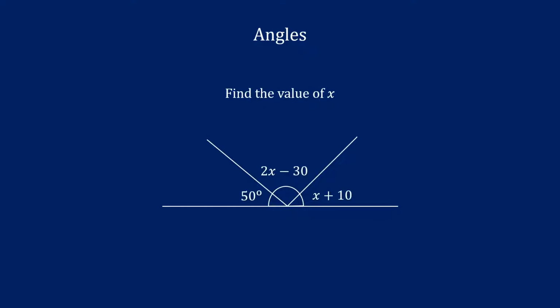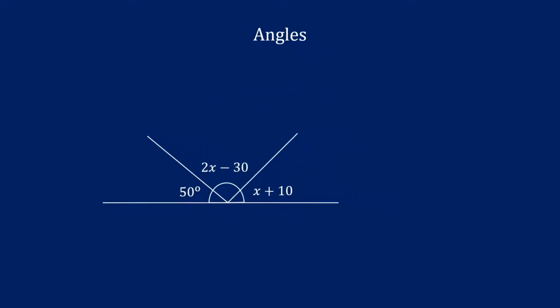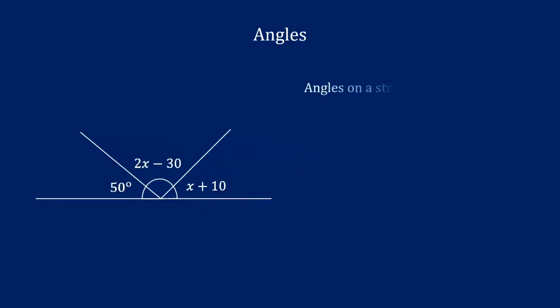Find the value of x. Now I got 3 angles and I got some more complicated algebraic expressions. What's going to change here? Nothing is going to change, because angles on a straight line will always add to 180.